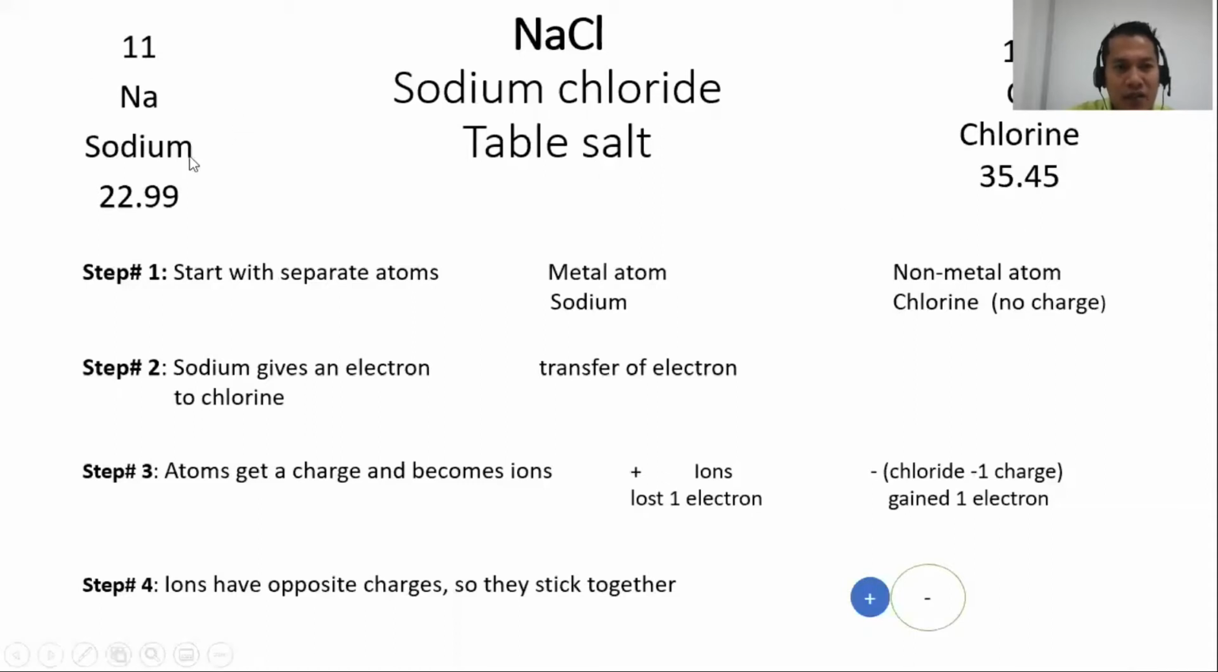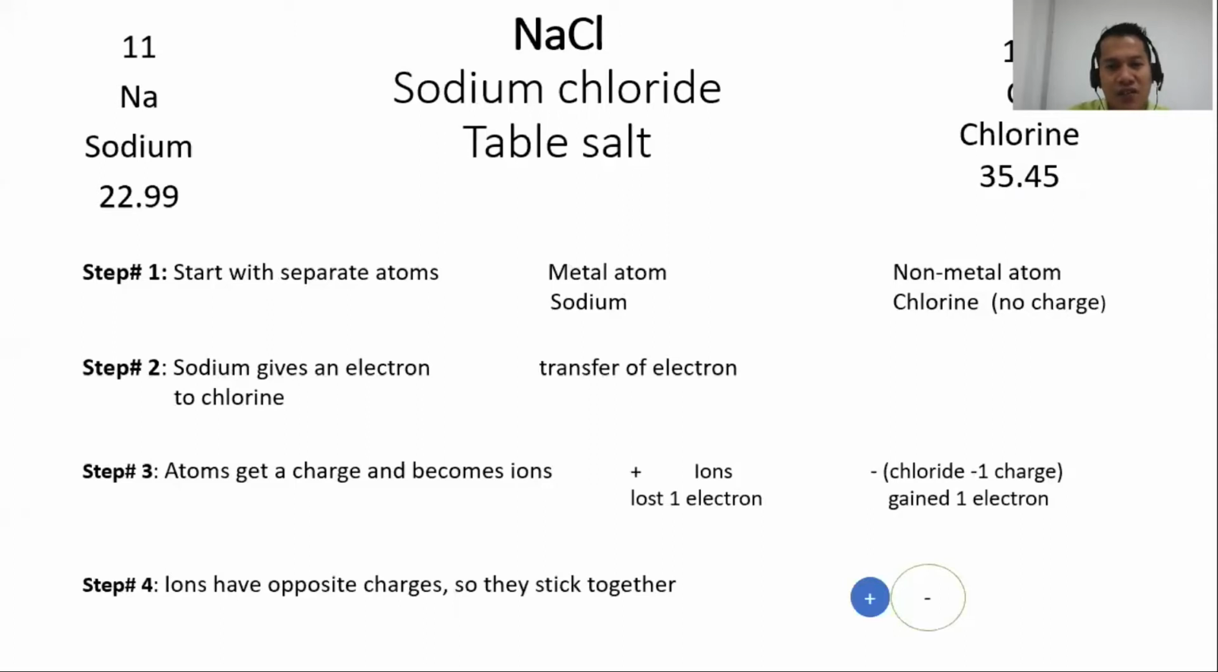So we already know that sodium will give 1 electron. You remember that? Chlorine is in group 7, so chlorine will take 1 electron. Does that make sense? In step 1, they are atoms yet, no charge at all. But in step 2, sodium gives an electron to chlorine. So there is a transfer of electrons.